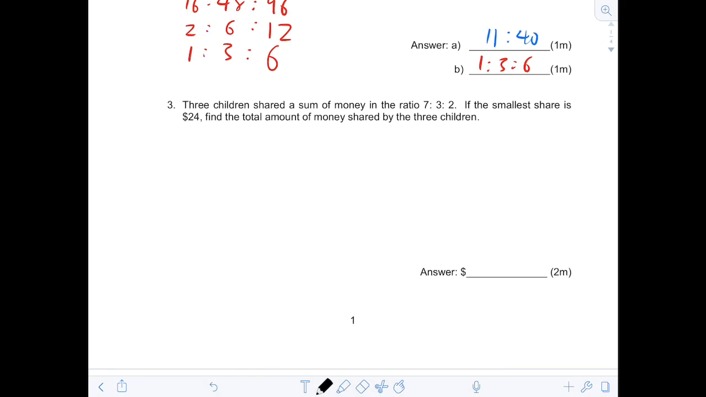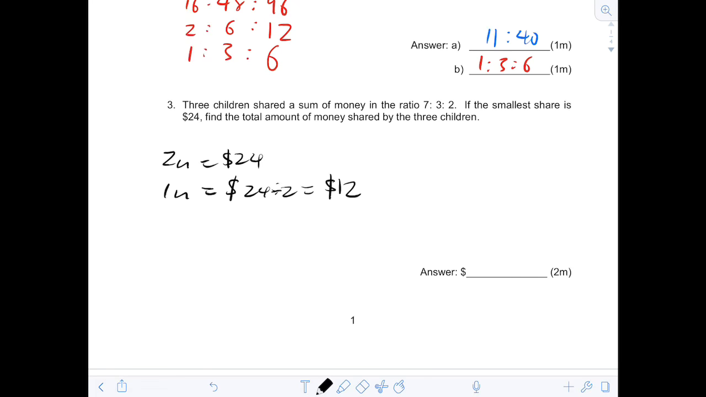3 children shared the sum of money in the ratio 7:3:2. 7 is to 3 is to 2. If the smallest share is $24, find the total amount of money shared by 3 children. Okay, so here 2 units is the smallest, which is $24. 1 unit will therefore be 24 divided by 2, which is equal to $12.